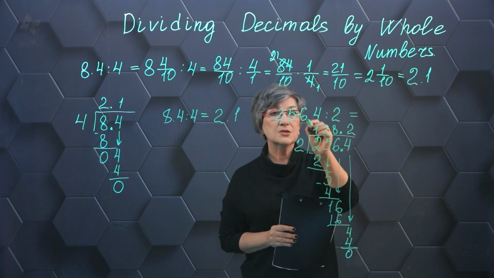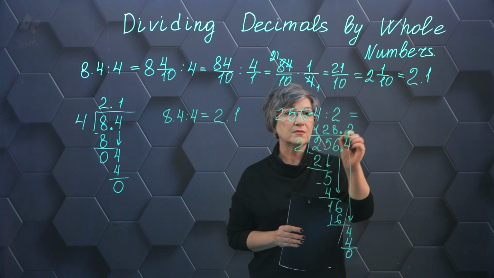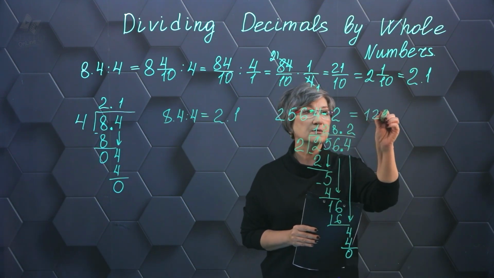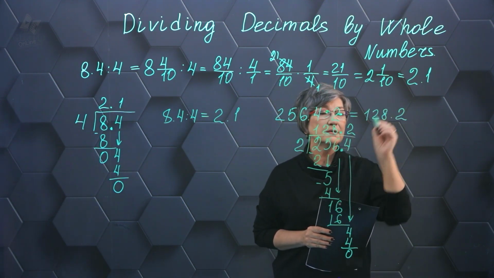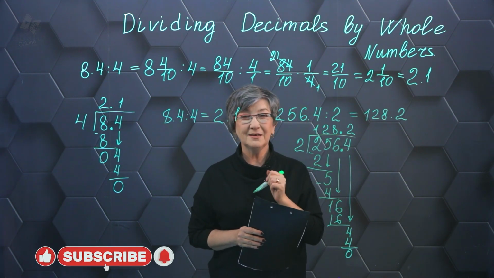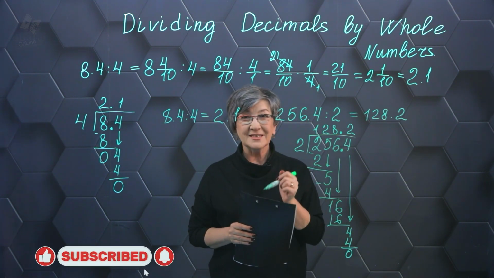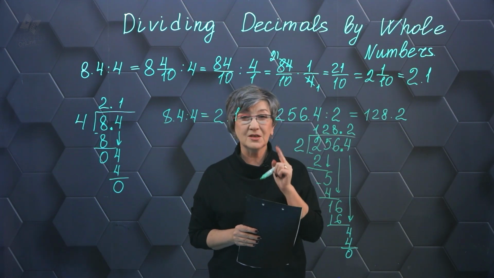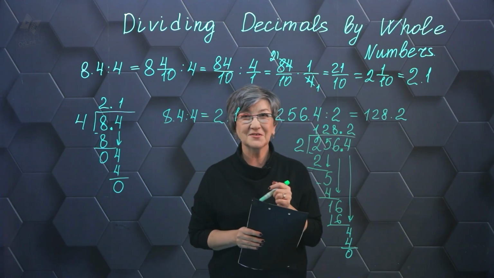So 256.4 divided by 2 is 128.2 tenths. That's how you divide a decimal fraction by an integer, by a whole number. In the next lesson, we will continue solving these examples. That's all for today. Goodbye. See you again.